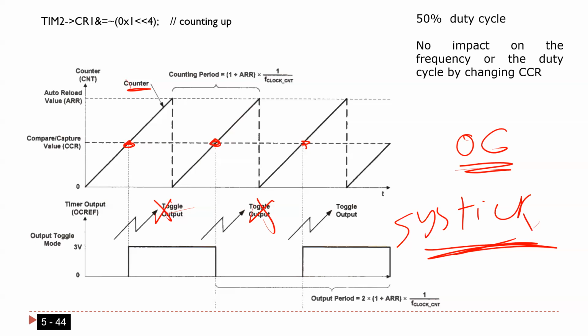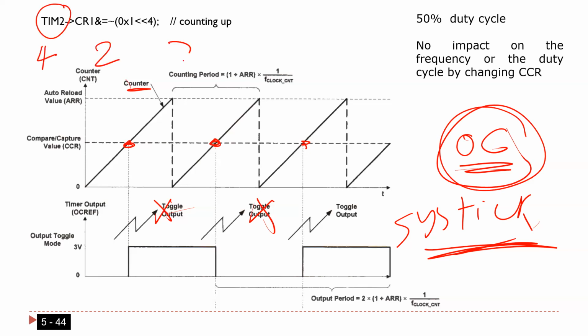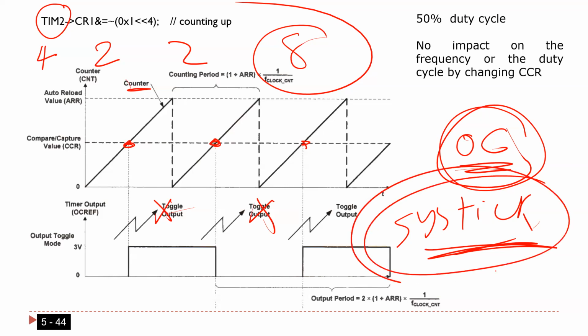What is interesting here is how many channels we have in total. As I told you last time, for one timer we have 4 channels, and for the other 2 timers we have 2 and 2. So in total I have 8 channels. Maybe in your project or your application, you don't need to use all of them as input capture or output compare. In this case, you can use some of them, similar to SysTick, to generate periodic interrupts.